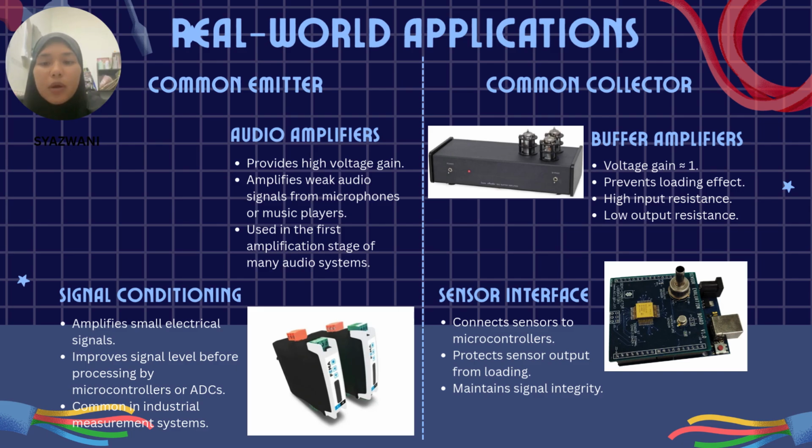The common collector configuration is commonly used as a buffer amplifier. Although it does not increase the voltage, it insulates one circuit from another and prevents signal loss when driving low resistance load. So next, sensor interface circuit. The common collector configuration is also used in sensor interface circuits. Many sensors produce weak signals that can be affected by connected circuits. The common collector acts as a buffer, ensuring the sensor signal remains stable before entering a microcontroller.